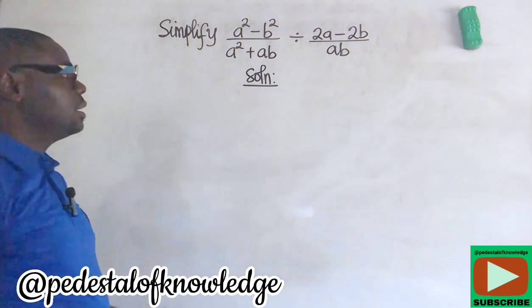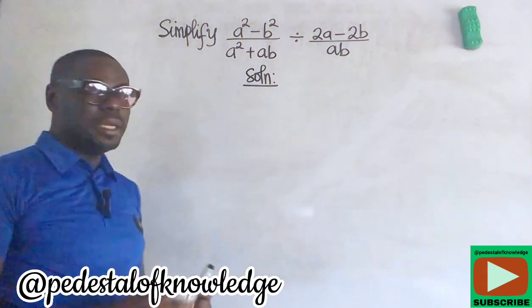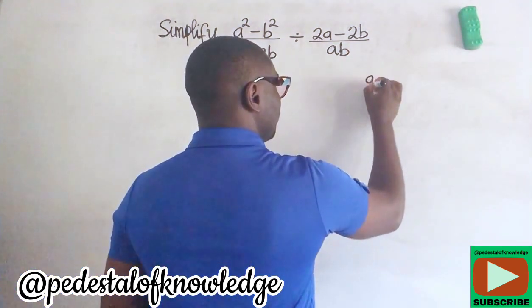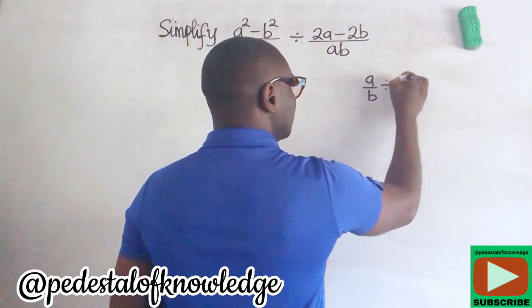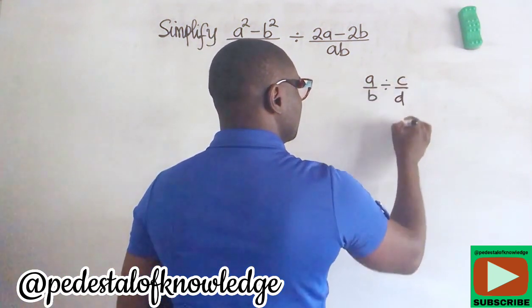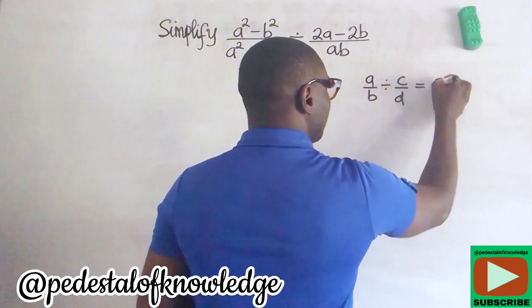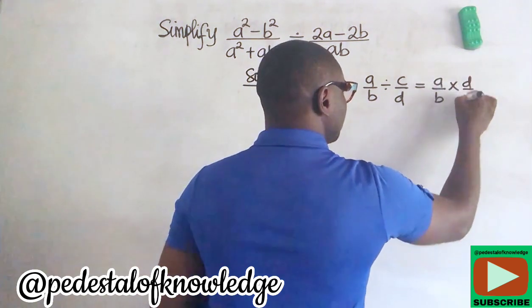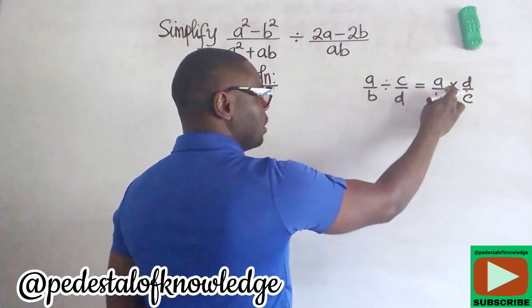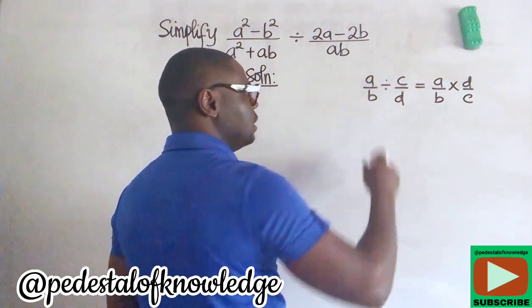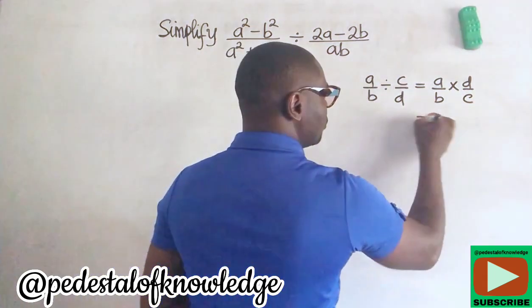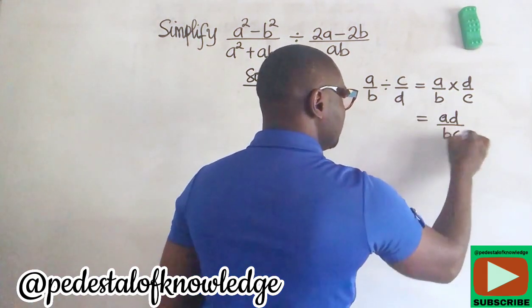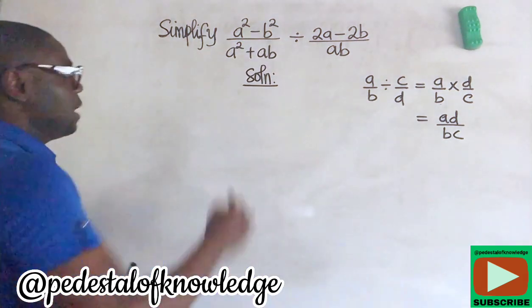What we are going to do here is to apply the general principle of division. Remember that when you have a over b divided by c over d, this is equal to a over b multiplied by d over c. When the multiplication sign comes in, you find the reciprocal of this fraction. And this is now equal to a times d, which gives us ad, divided by b times c, which gives us bc. Okay, so that's what we are going to apply here.